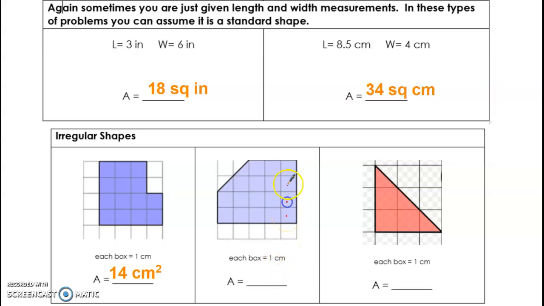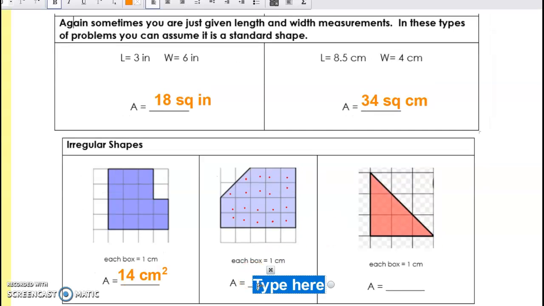So you're going to count them up. 1, 2, 3, 4, 5, 6, 7, 8, 9, 10, 11, 12, 13, 14, 15, 16, 17. If you noticed, I went straight for the whole boxes first, and I have 17. Now you should notice that these are 2 halves. I could put 2 halves together to make 1. So if I was at 17, these two together bring me up to a total area of 18. So in this example, I have 18 centimeters squared for my area.